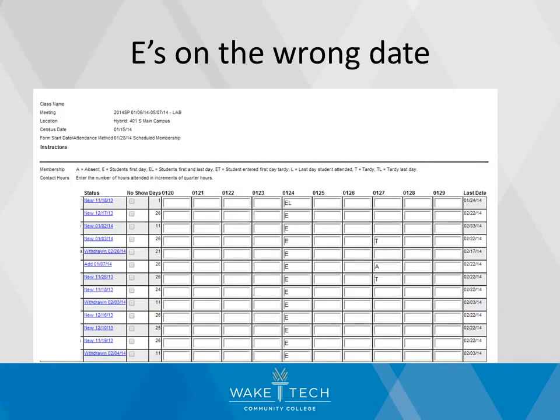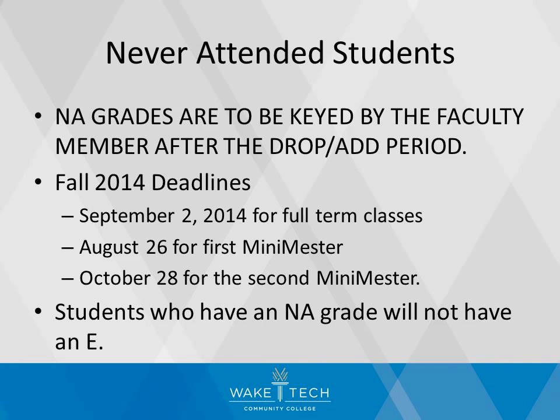The other thing that we run into is when there are E's on the wrong date. In this example, the faculty left all of the E's on the 24th of January. The census date was the 15th of January. This left the students without being counted for enrollment purposes. The faculty then had to go through and erase all of the E's, submit the roster, and then place the E's in the correct location.